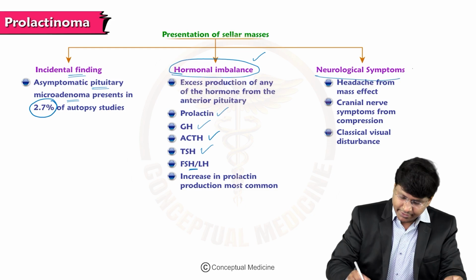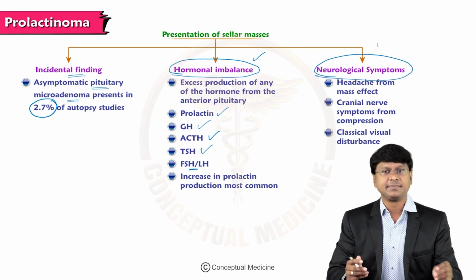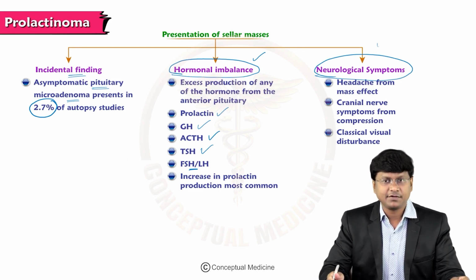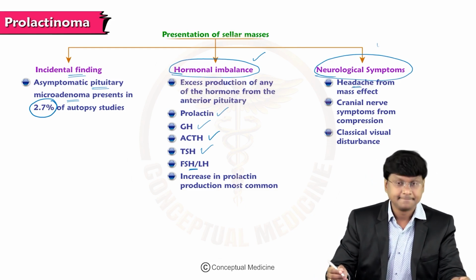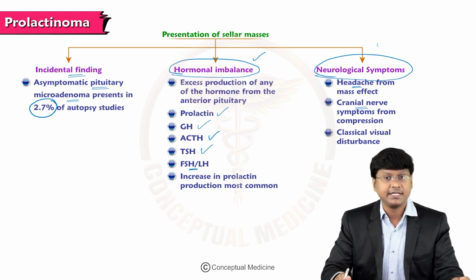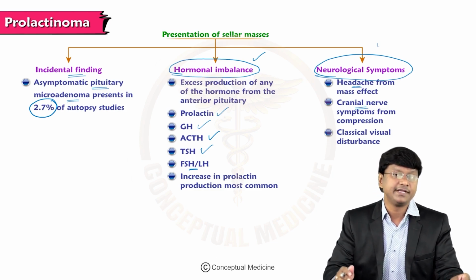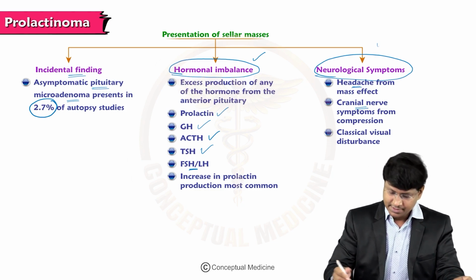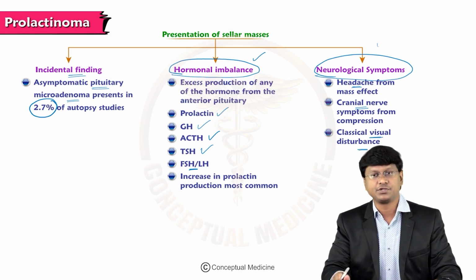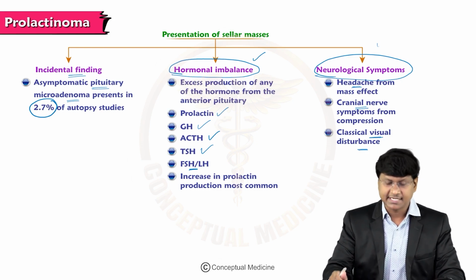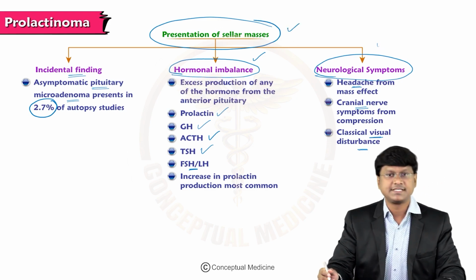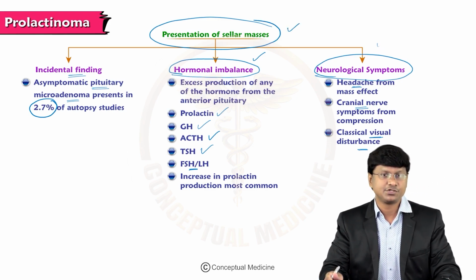Then followed by that, the neurological symptoms. Neurological symptoms are basically because of the mass effect on the surrounding structures. Please remember, as a part of the mass effect, the individual can have headache because of raised intracranial pressure. The individual can have the cranial nerve symptoms from the compression of the cranial nerves within the cavernous sinus. And there can be classical visual disturbances. And why is that? That is because of the compression of your optic chiasma. So these are your classical visual disturbances. So these are the presentation of the cellular masses, right?